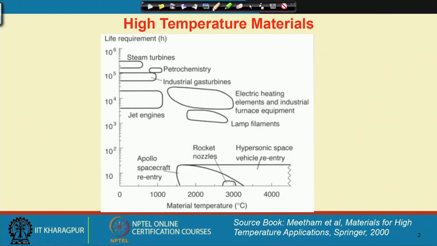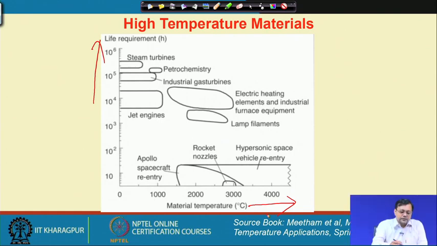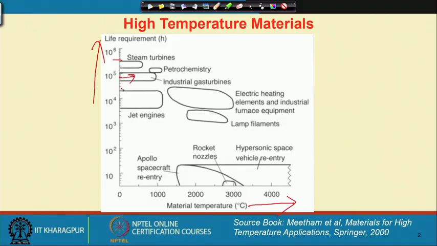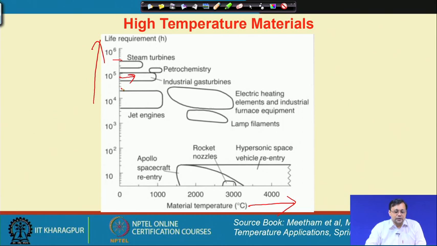Here we have plotted the demanded life of a component against the operating temperature of a material. You can see that around 10 to the power 6 hours is required for a steam turbine, because for repetitive, long time duration, the steam turbine has to be used. Very similar for petrochemical industries or industrial turbines, and relatively lower life is expected in a jet engine.